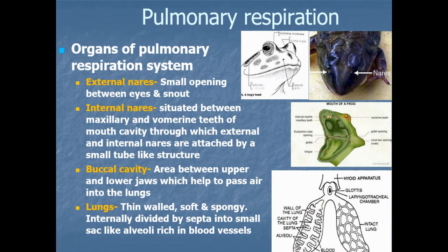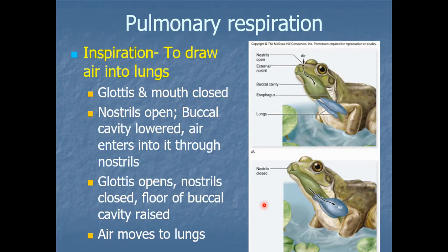Then, of course, lungs. It is thin-walled, soft and spongy, and it is divided by septa into small sac-like alveoli. And it is highly vascularized or rich in blood vessels. The entry of this lung from the buccal cavity is guarded by glottis. It is a valve-like structure that controls airflow into the lungs. So if it is kept closed, no air enters the lungs. So this is about the organs of the pulmonary respiratory system.